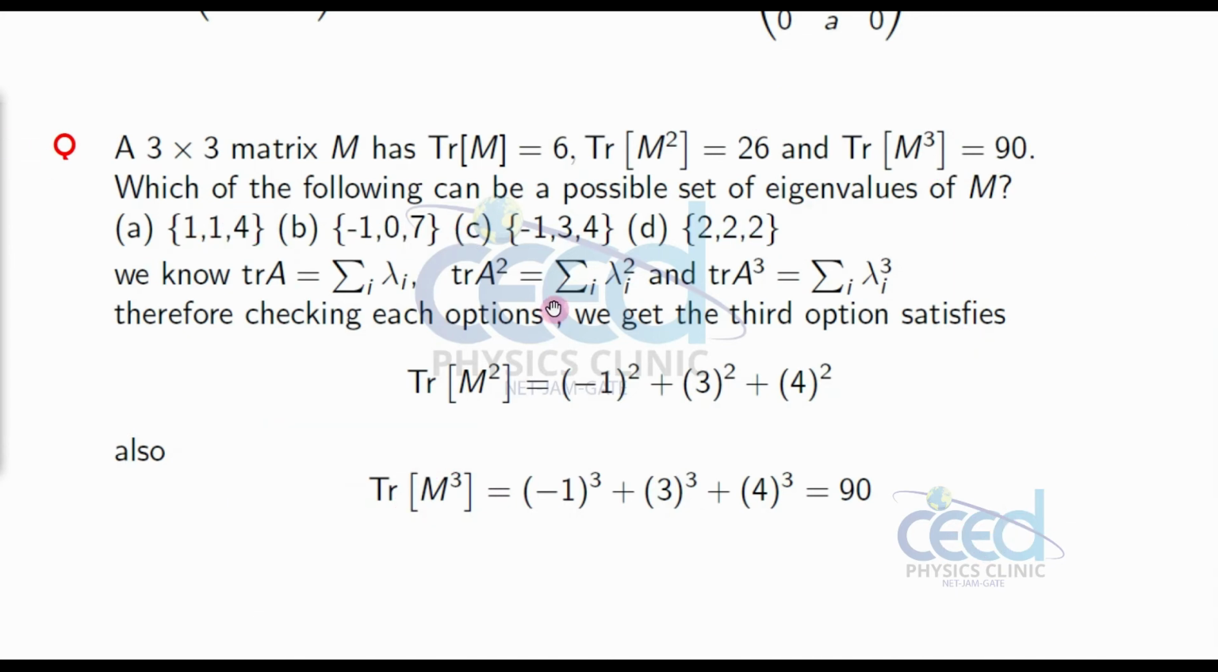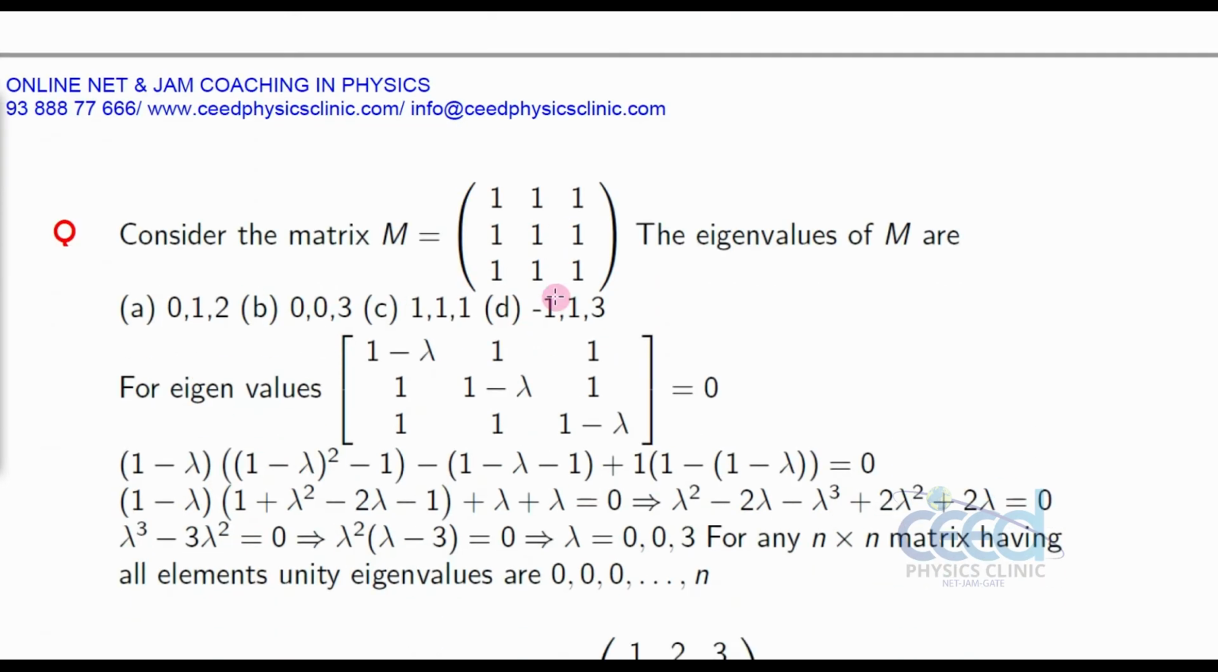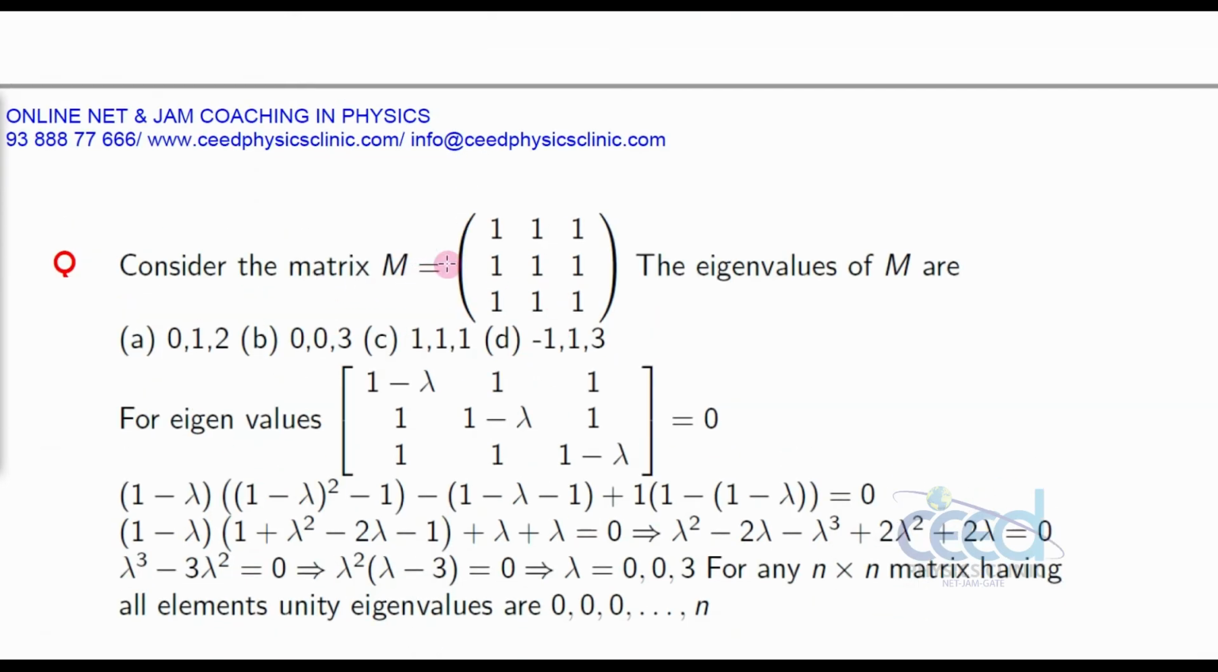Now let us go to another problem. Consider the matrix M. All these are previously asked questions. Okay, so all elements are equal: 1 1 1, 1 1 1, 1 1 1. What are the eigenvalues of M?